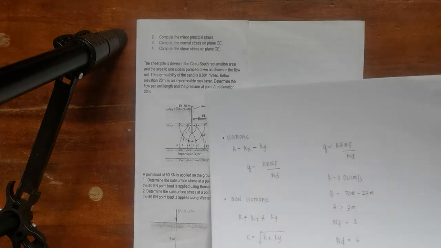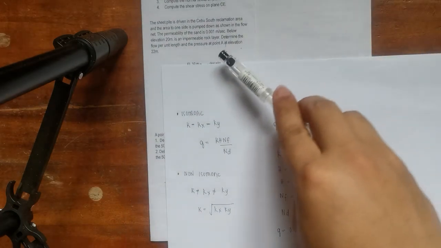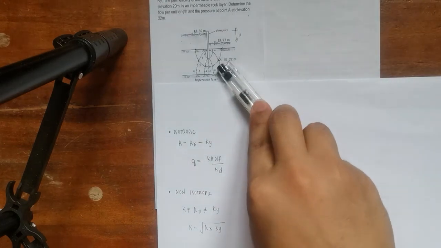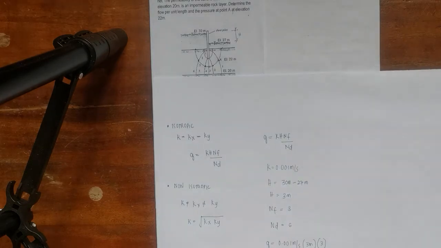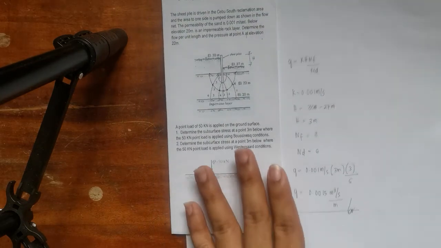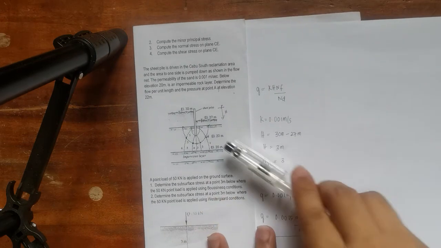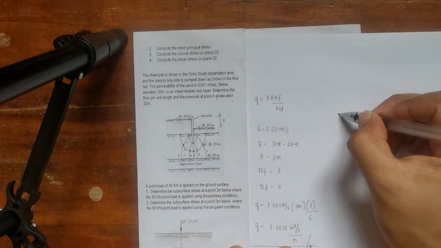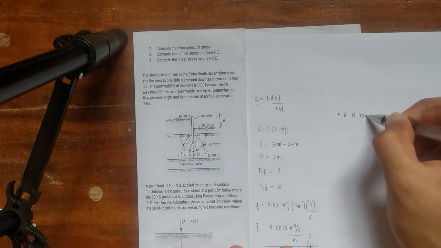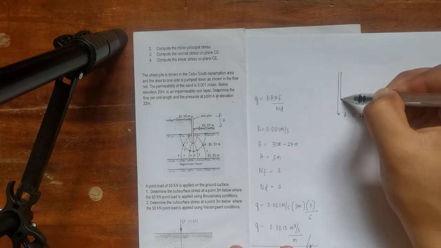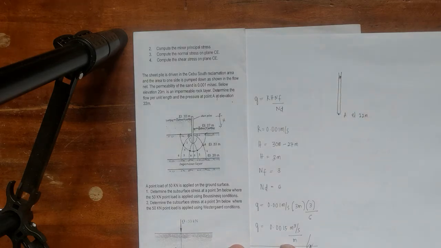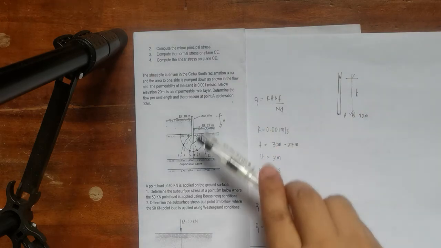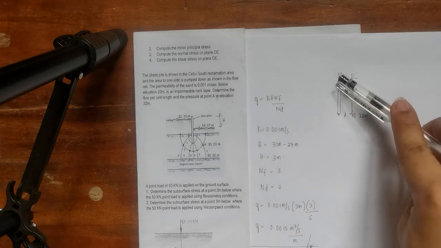For the second requirement, we have to compute the pressure at point A at elevation 22 meters. It is right here. To get that, we will just put a pipe at point A. If we put a pipe at point A at elevation 22 meters, the water will rise to a certain height, and that is what we need to find out. Once we get the pressure head here, we can get the pressure at point A. Now, the question is, what is the elevation of the water there?